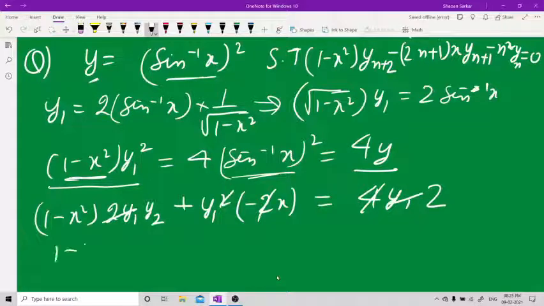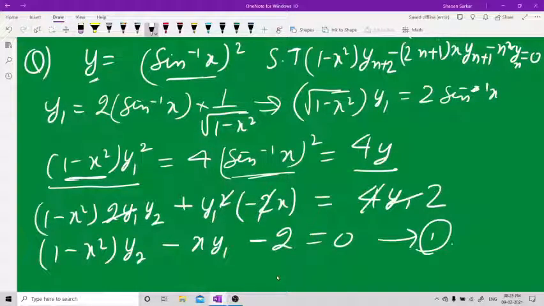So now 1 minus x square y2 minus x y1, bring this 2 here, equal to 0. Equation number 1. This is the most important equation. Now you see one thing. There is a 2 here, there is a 2 here, and there is an n plus 2 here. That means you need to go for nth derivative of this. There is a 1 here and there is an n here. You need to go for the nth derivative of this, then you will automatically get the rest.